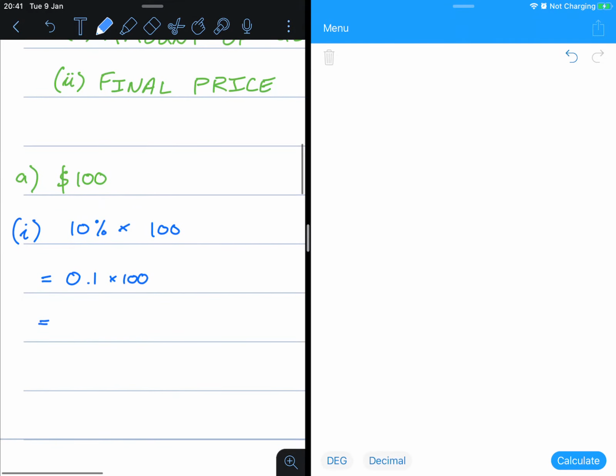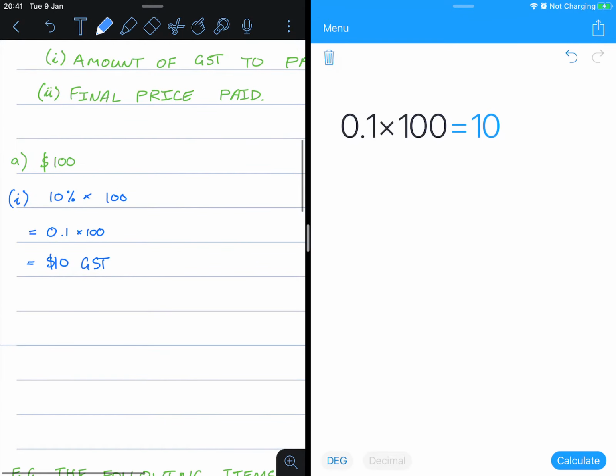That's nice and simple with a number like this. 0.1 times 100. Well, that's going to be $10 GST. Now to find the final price, we just merely take the original plus the GST, which is $10. And the final price is $110.